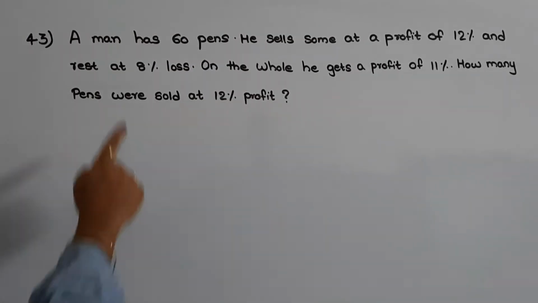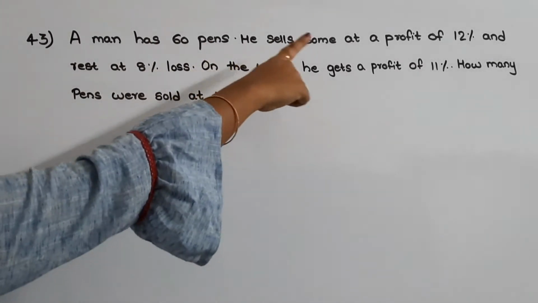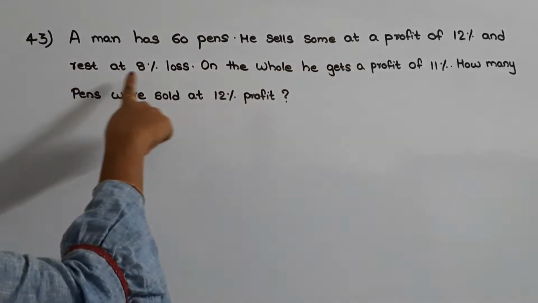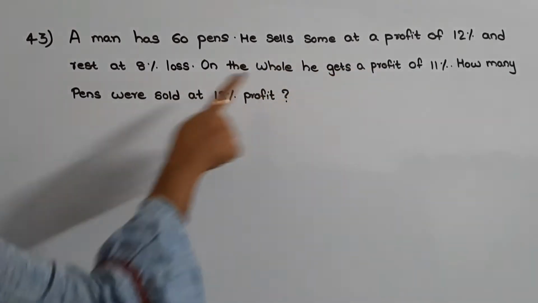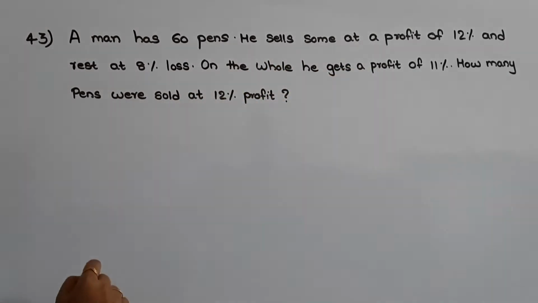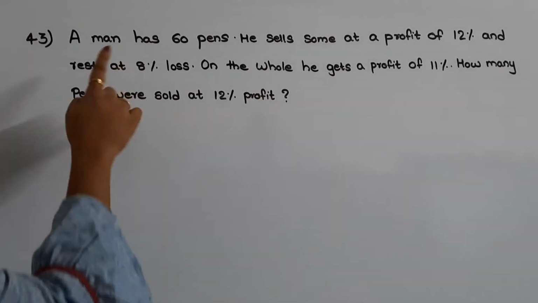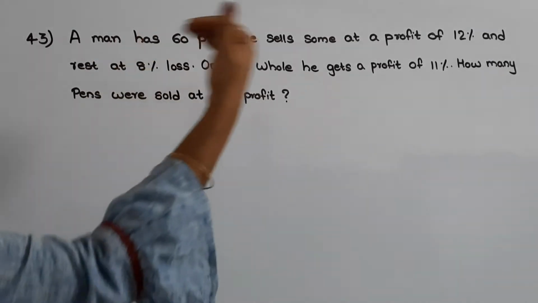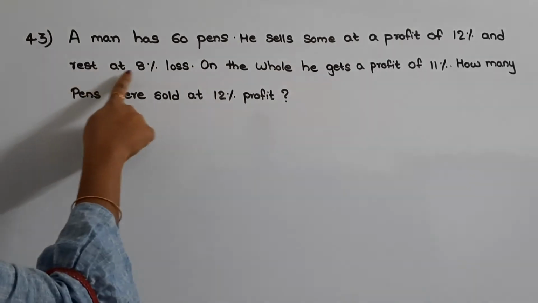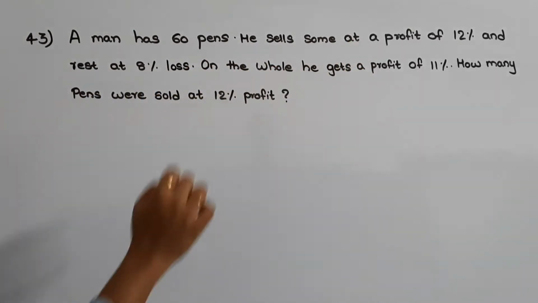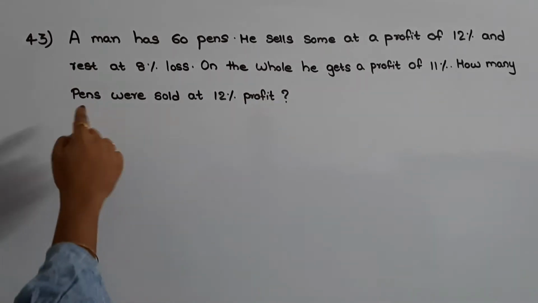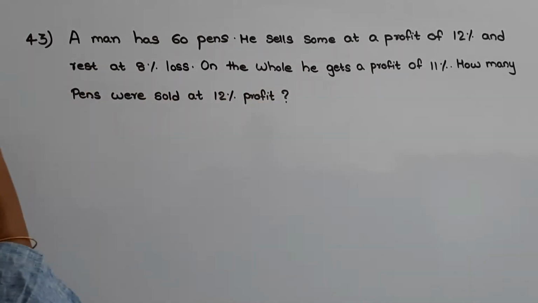The next question is, a man has 60 pence, he sells some at a profit of 12% and the rest at 8% loss. On the whole, he gets a profit of 11%. How many pence were sold at 12% profit? So in this question, they are telling that a man has 60 pence and he sold some at a profit of 12% and the remaining at a loss of 8%. On the whole, he gets a profit of 11%. So we need to find out the number of pence which were sold at 12% profit.